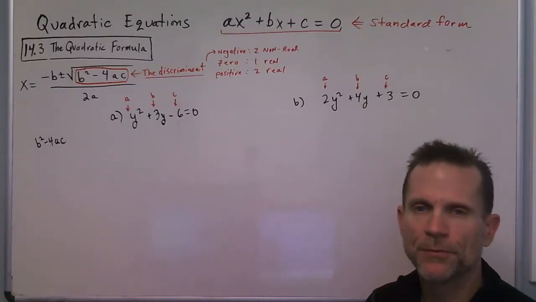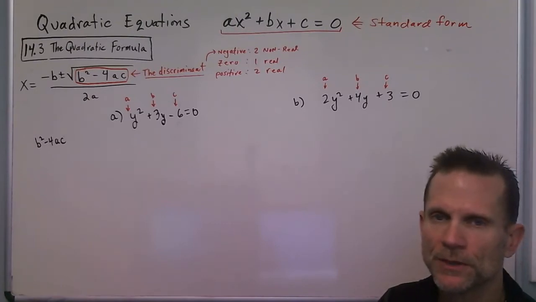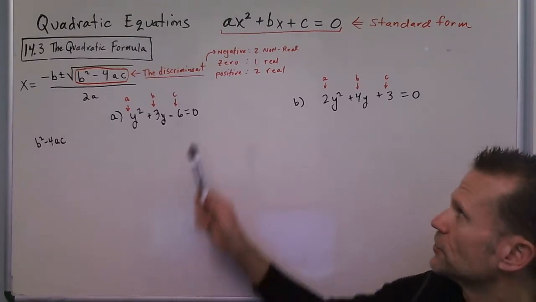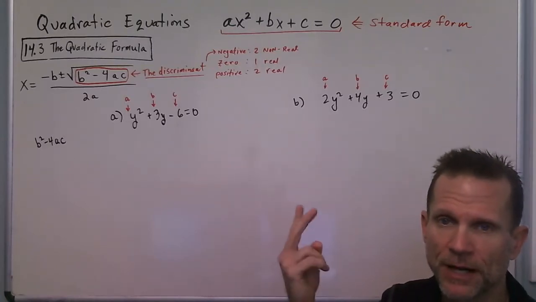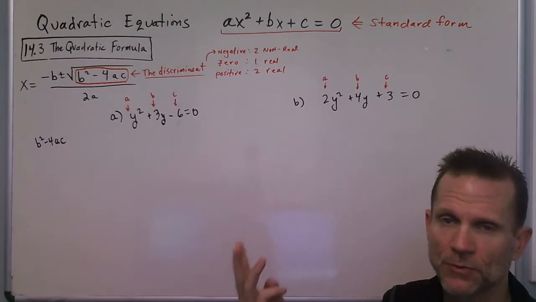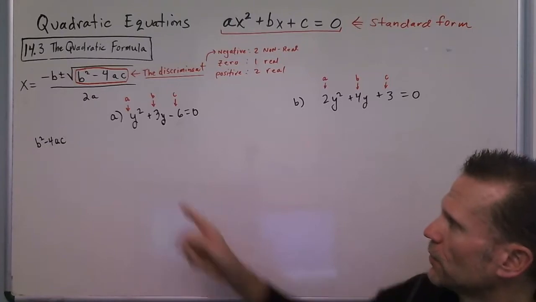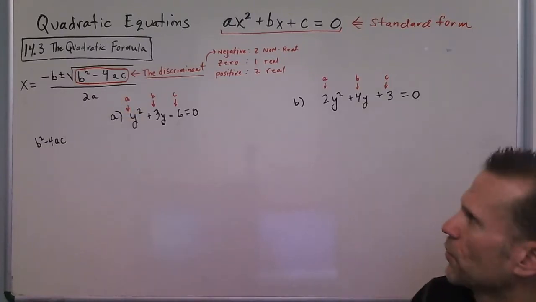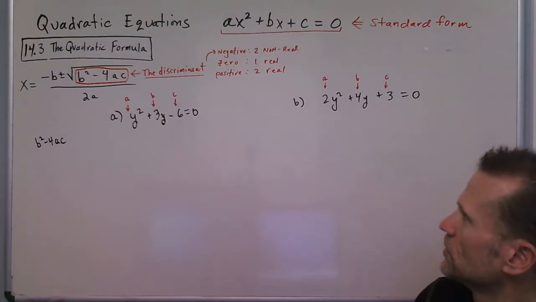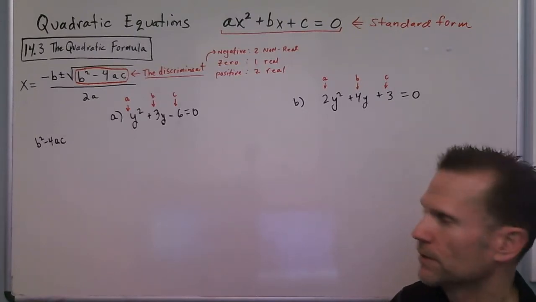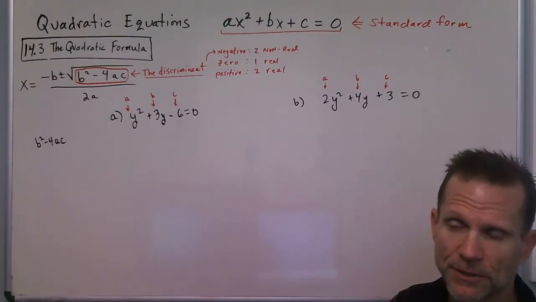Okay, moving on to 14.3, the quadratic formula. Remember, we've been working with quadratic equations. So far, you know how to solve them by guessing, by factoring, by the square root method, by completing the square. And now we're going to look at the all-powerful quadratic formula, which will work on solving any of these. The reason you don't always use the quadratic formula is sometimes the other methods are faster and a little easier to do.